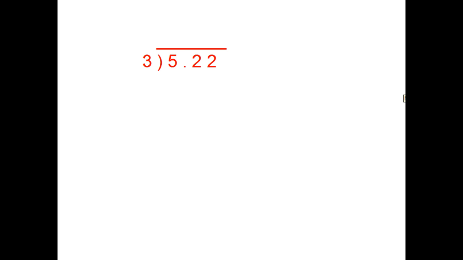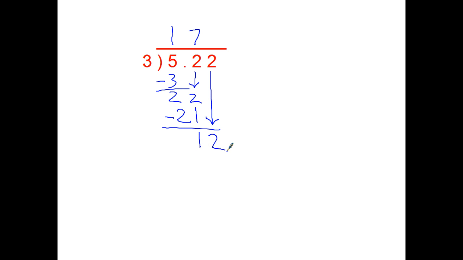5.22 divided by 3 goes 1 time. I got a 2 left. Bring down my other 2. How many 3s in 22? 7 of them. There's a 21. Bring down my 2. How many 3s in 12? 4 of them. And now I need to make sure I put my decimal point where it goes. 1.74, 1 and 74 hundredths.